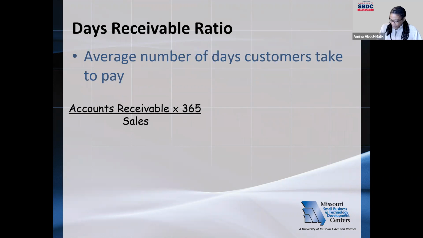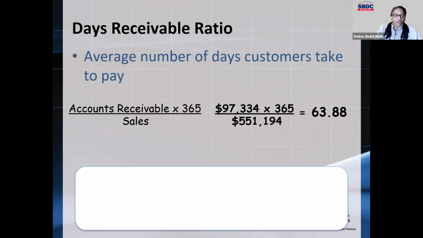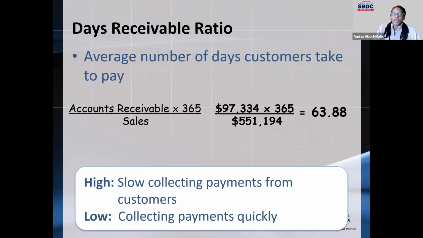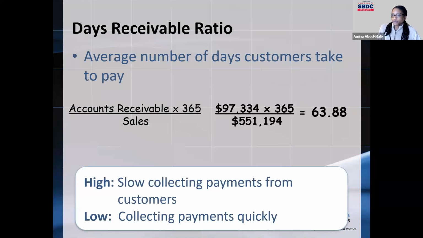I don't think we have any, really, product-based companies here, but the days receivable ratio is very, very important for those product-based companies because that shows the average number of days that customers take to pay you. Sorry about that. I thought I went backwards. So this actually, the days receivable ratio, I thought we were talking about the inventory ratio. I apologize. But the days receivable ratio is extremely important for all of you service-based people because this is showing how many days it takes customers on average to pay you.